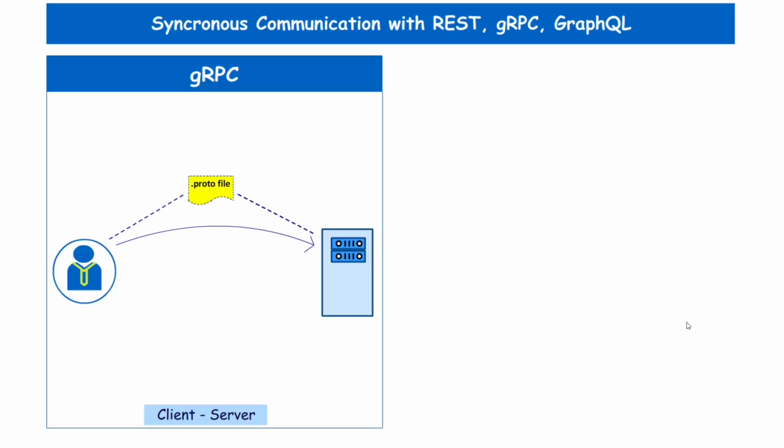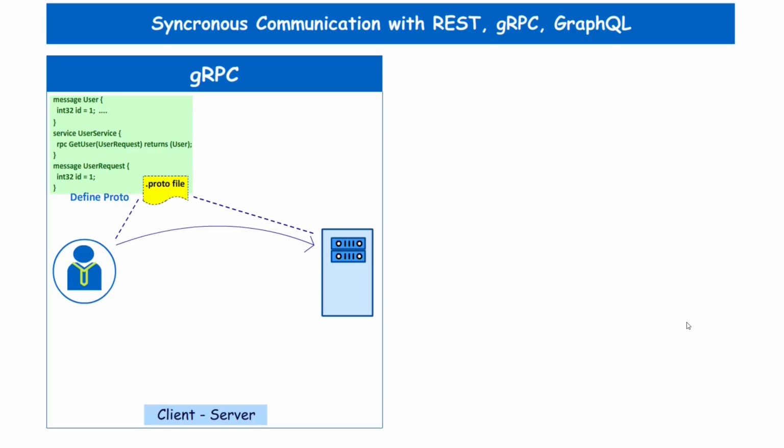In case of gRPC, we will be defining a .proto file. In the .proto file, we will be defining the messages and services. The services are the RPC methods that can be called, specifying the input and output message types. The message is like this. A message contains the data structure and the fields, and the service contains the methods.